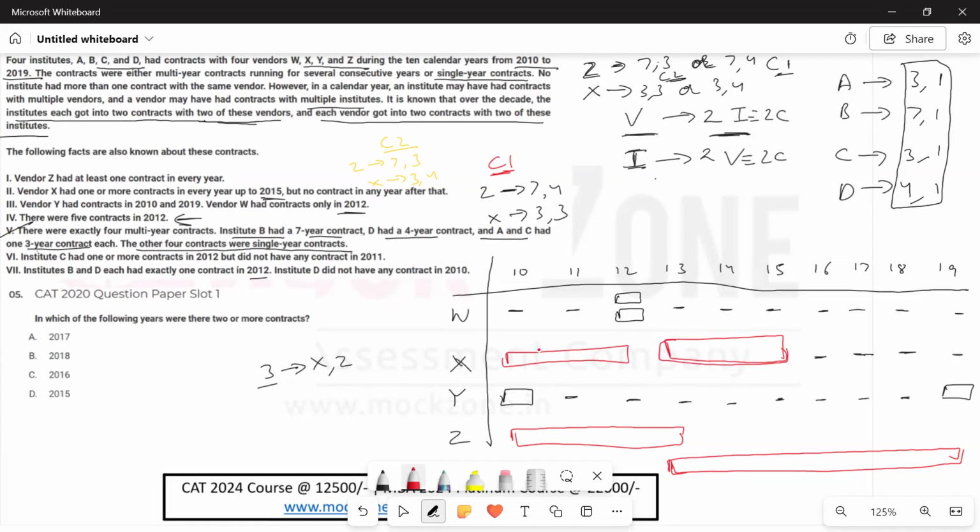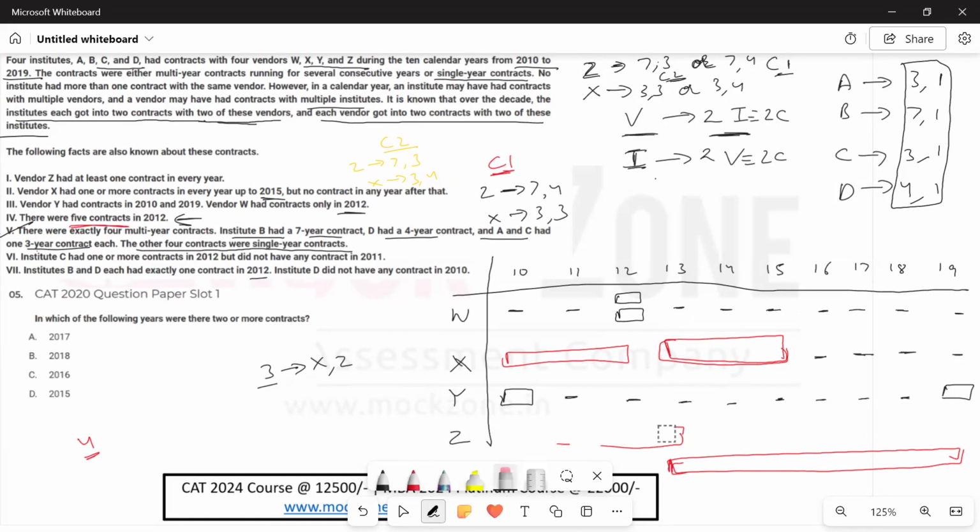जब Z का 4 years का कॉन्ट्रैक्ट पहले एंड देन 7 year का कॉन्ट्रैक्ट. इस केस में ओवरलैप कहाँ पे हुआ? 2013 में हुआ, 1 साल का. सो दैट मीन्स 2012 में कितने कॉन्ट्रैक्ट्स हुए? दो तो W के, one is of X, one is of Z. So only 4 contracts. But we know that 2012 had how many? 5 contracts. So this case is not possible.